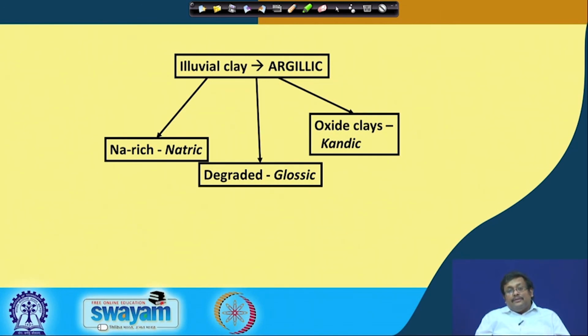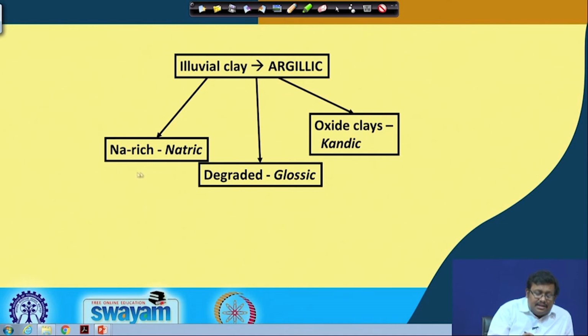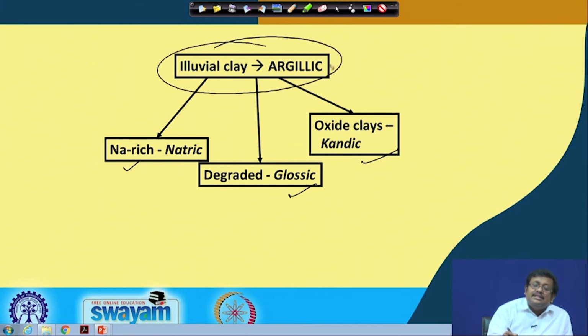When there will be alluviation of clay and simultaneously there will be degradation, we will call it glossic endopedon, and finally, when there will be argillic horizon, but with oxide clays, then we will term it as candic horizon. So, in other words, these natric horizon, glossic horizon and candic horizon occur from the alluviation of clay, and these three subsurface horizons or endopedons are modifications of argillic horizons.